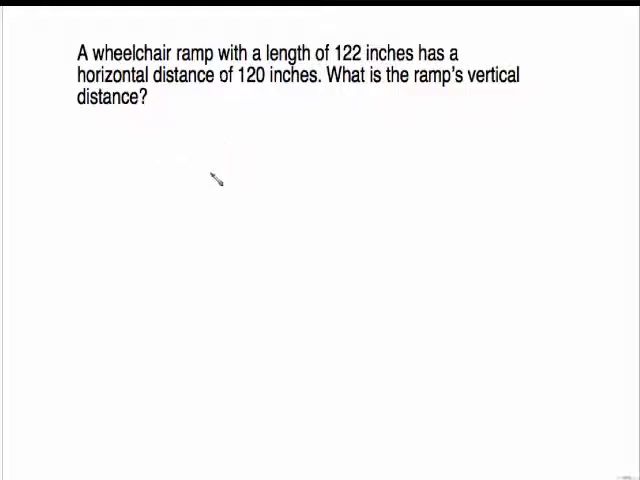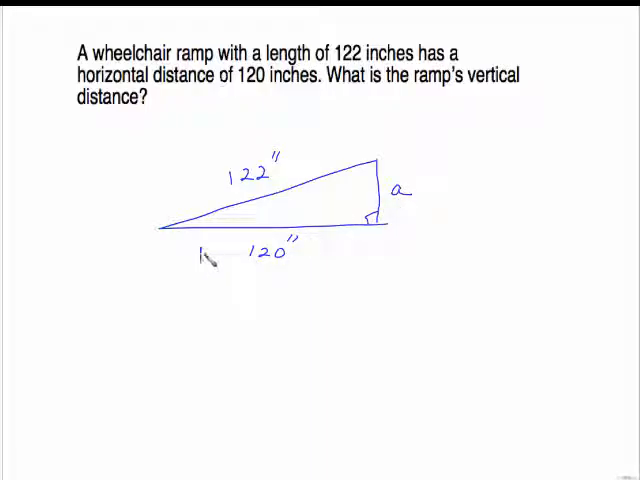A word problem dealing with Pythagorean theorem. It says a wheelchair ramp with a length of 122 inches. So I know a ramp is going to go up at some sort of angle. It has a length of 122 inches and a horizontal distance of 120 inches. That's this, 120 inches. What is the ramp's vertical distance? That means I'm looking for this. This is A, this is B, and this is C.